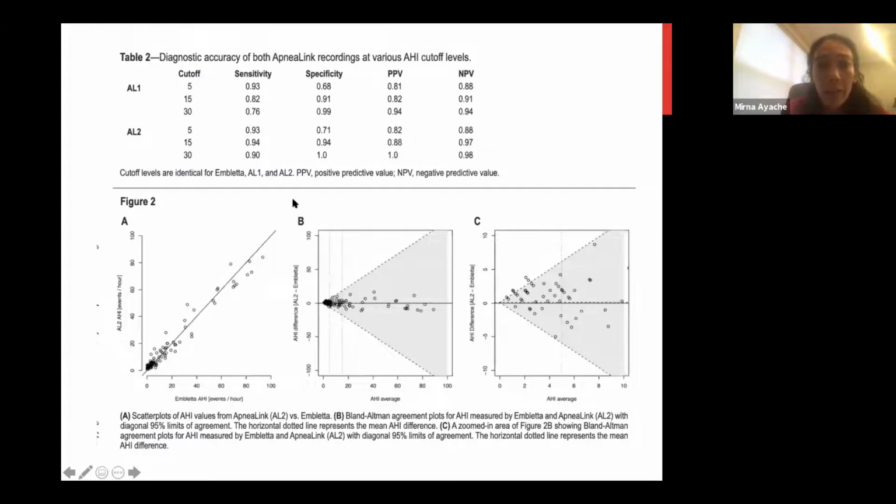And as you see here, their sensitivities and specificities are also very similar. Sensitivities in the 80s to 90s, specificity depending on the cutoff, but pretty similar to what we see with the overnight pulse oximetry. And this is, again, the correlation, which is pretty good. And this is their Bland-Altman, so it has a very similar appearance.